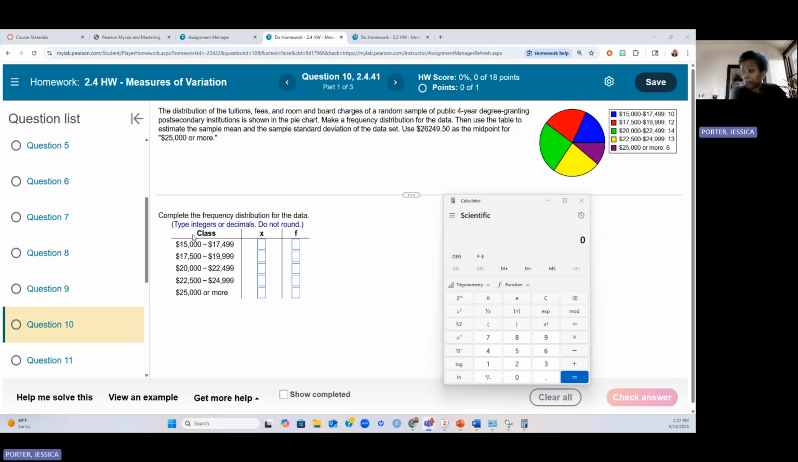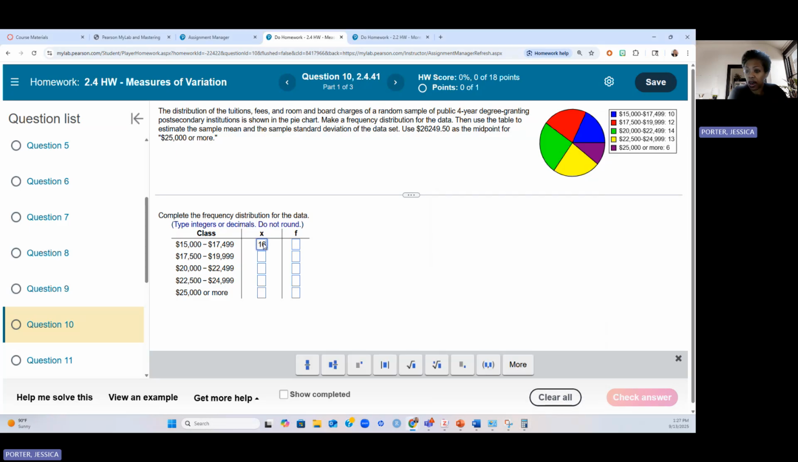Now, the first thing we want to do is plug in our midpoint for each of these class ranges. And so to find the midpoint, I'm going to add 15,000, the lower limit, plus 17,499, the upper limit, and then divide that by 2. That gives me 16,249.50. That frequency, they give you a table over here, is 10. Now I'll go to the next one.